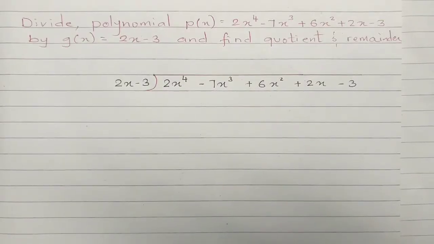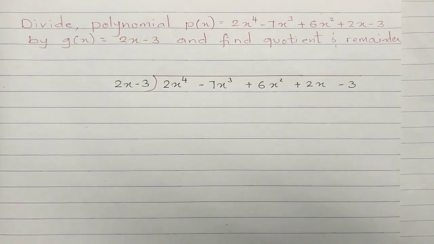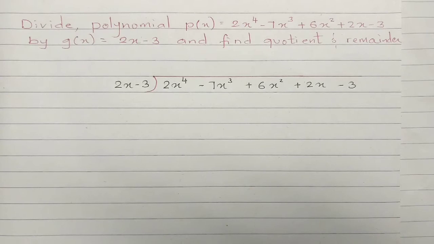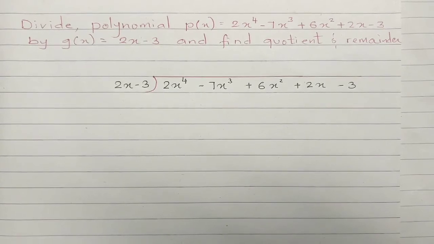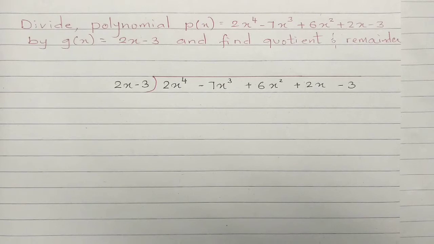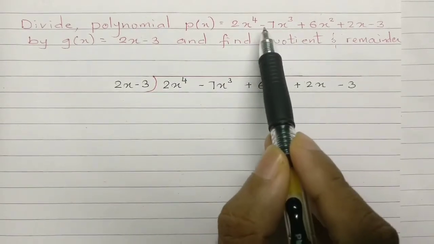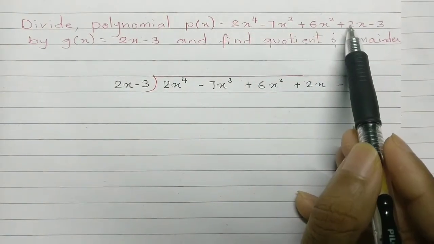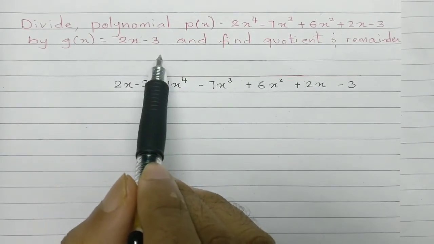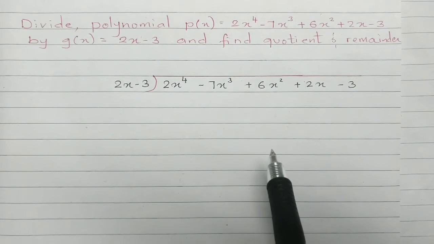Okay, let's solve another one. Divide polynomial p of x, 2x^4 minus 7x cubed plus 6x square plus 2x minus 3 by g of x, 2x minus 3, and find the quotient and the remainder. Now in this case, you are given the dividend, you're also given the divisor, but you are asked to find out the quotient and the remainder.